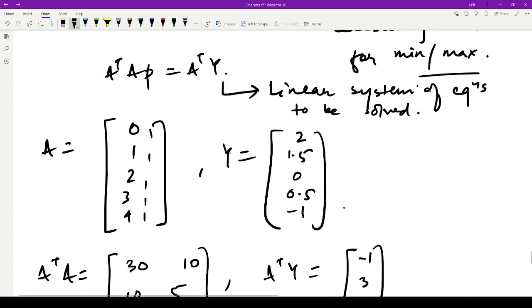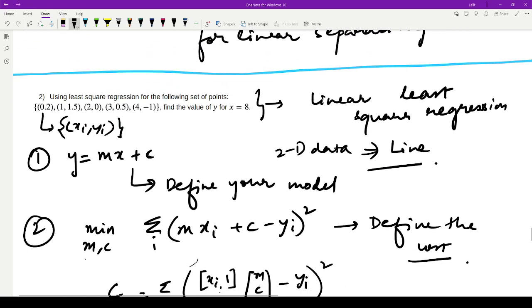Okay. So what we are doing is a least squares regression for the following set of points, and we assume a linear model. Since the given data is in 2D, it turns out to be a line. So we'll fit a line for these points. First we'll define our model, the line equation, which is y equals mx plus c.